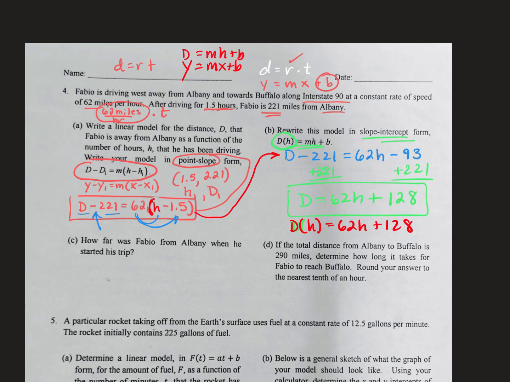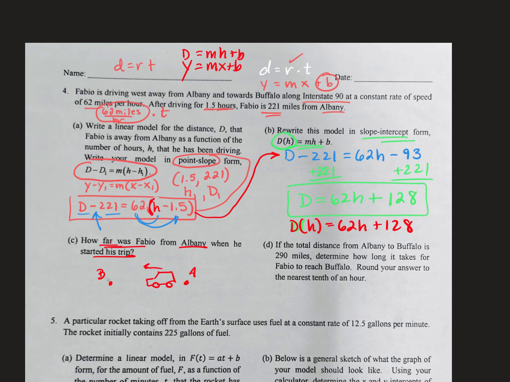So this is just asking you to find in part C here, how far was he from Albany when he started the trip? So in our little model here, from Albany going to Buffalo, and our car is driving in that direction to the left. He didn't start apparently at Albany. He had a head start when we wrote our equation. How do I know we have a head start?